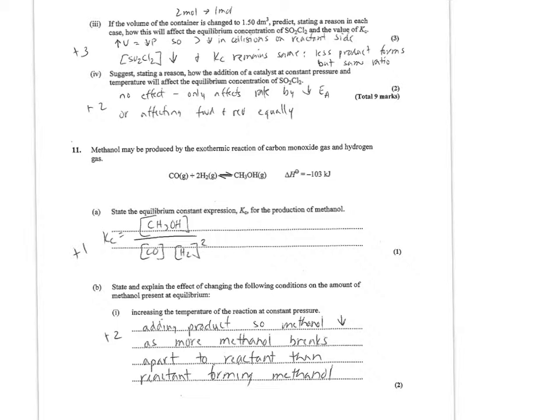Number 11, we've got the equation there for producing methanol. So state the equilibrium constant. Again, pretty straightforward. It's your concentration of methanol over your concentration of carbon monoxide times the concentration of hydrogen squared. State and explain the effect of changing the following conditions. Increasing temperature at a constant pressure. Well, since this is exothermic, it will be like adding product. So the methanol is going to decrease. There's going to be less methanol produced, and the equilibrium is going to be shifting to the left, and we'll see less methanol present.